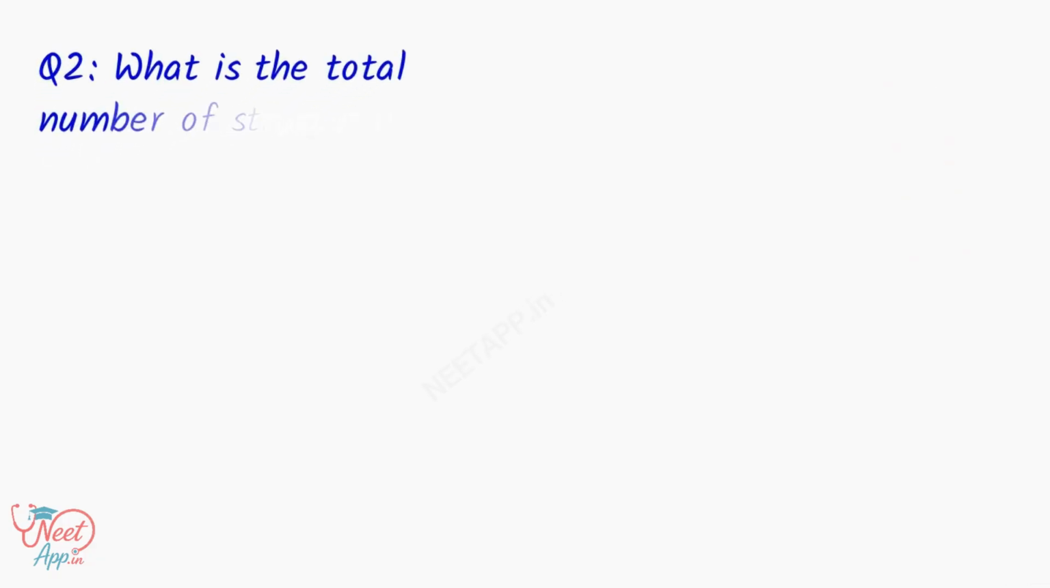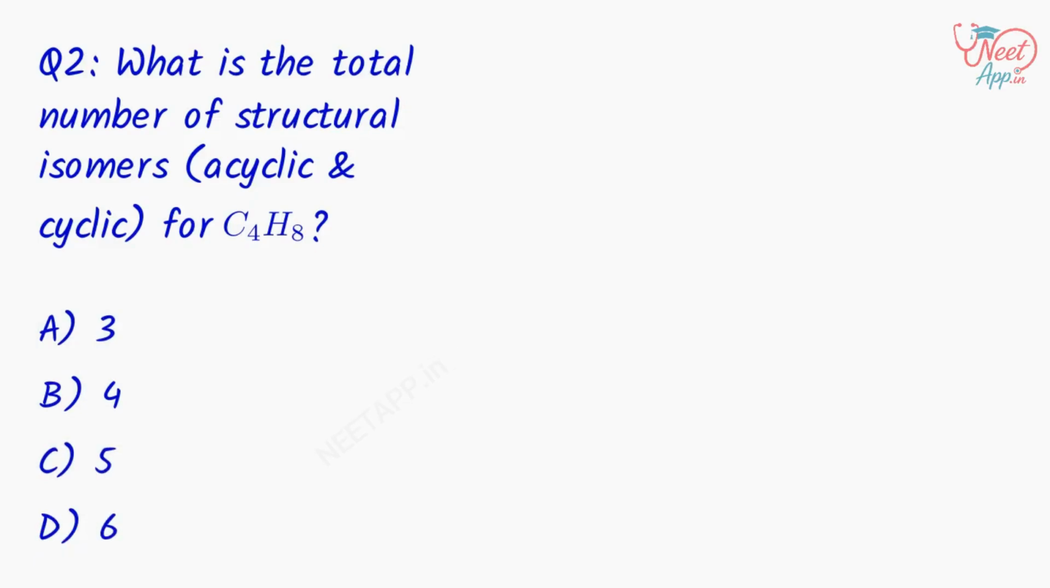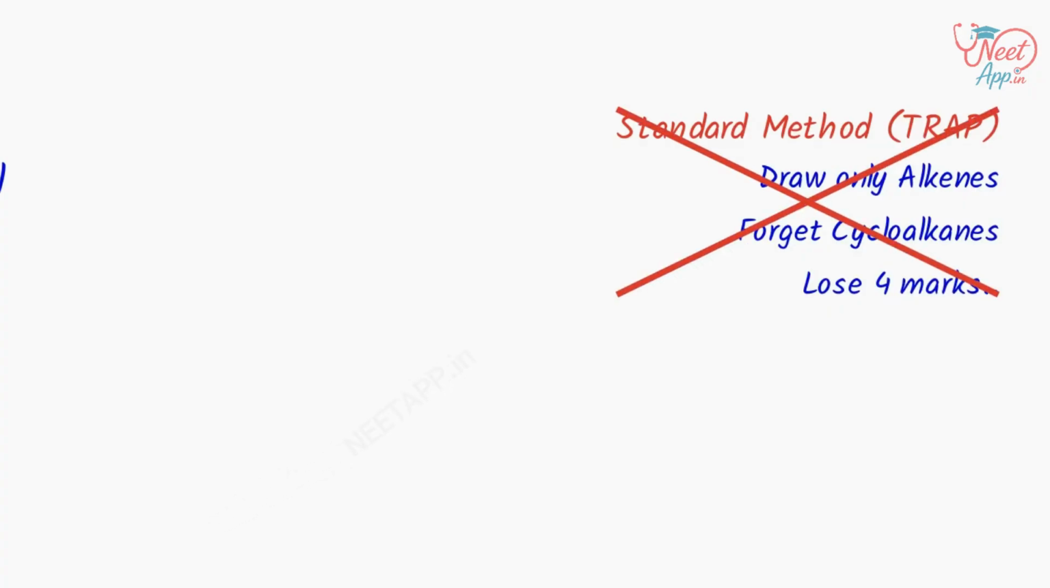Let's solve this complex question in 30 seconds. What is the total number of structural isomers, acyclic and cyclic, possible for C4H8? The standard method is a classic trap. Students immediately draw the straight chain alkenes like butene, but they completely forget that this molecular formula also applies to cycloalkanes. Forgetting the rings will instantly cost you 4 marks.